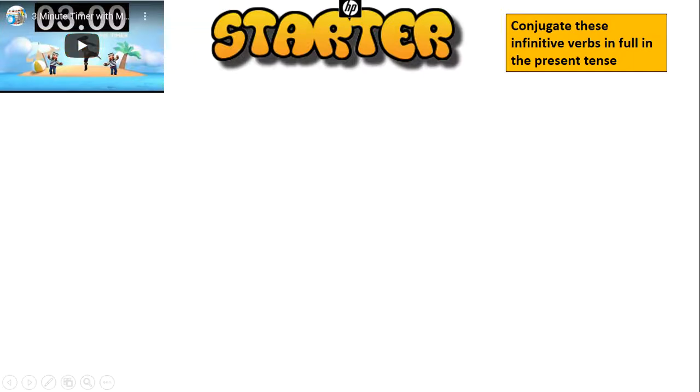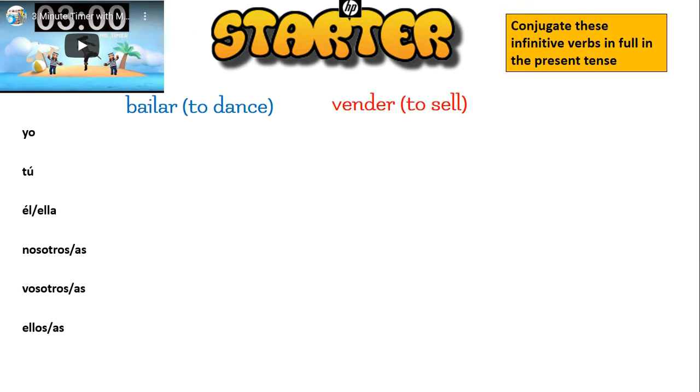Hi Year 9. Today's lesson is more revision on the present tense and some practice describing free time activities. So your starter activity is to conjugate these three verbs in the present tense for all of your pronouns, which are down on the left hand side there. So write these out in full. If you can't remember how to conjugate, check back on your last lesson. So you have got 3 minutes to conjugate these verbs in full.